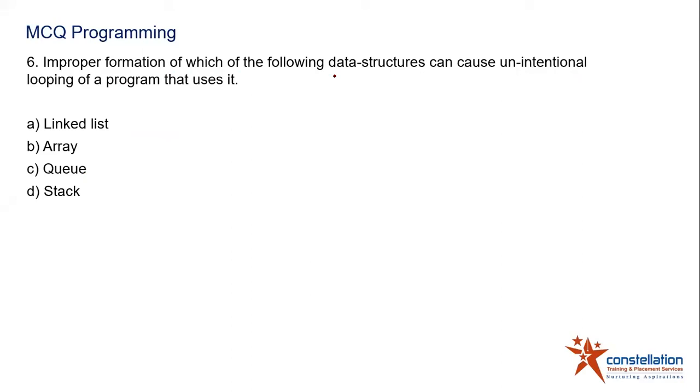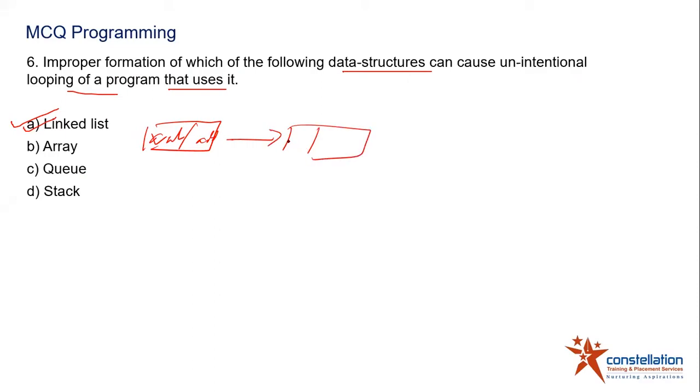Improper formation of which of the following data structures can cause unintentional looping of a program that uses it? Okay, and the correct answer is linked list. Why? Because in a linked list, you create nodes, right? One has the value and the other has the address. So the second one is pointing to the next one, right? This is how it happens. Then again a value, then again an address, right?